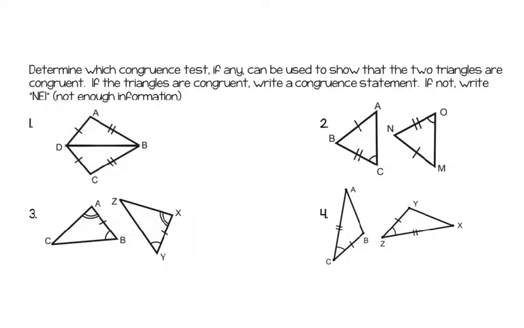Okay, so the first thing we're going to do is look at sets of triangles and decide which test, of the three we have to choose from, will prove that the two triangles are congruent. If we don't have the right information, and we can't prove that the two triangles are congruent with those three tests, then we're going to write NEI for not enough information. We're not saying they're not congruent, we just don't have enough to prove it.